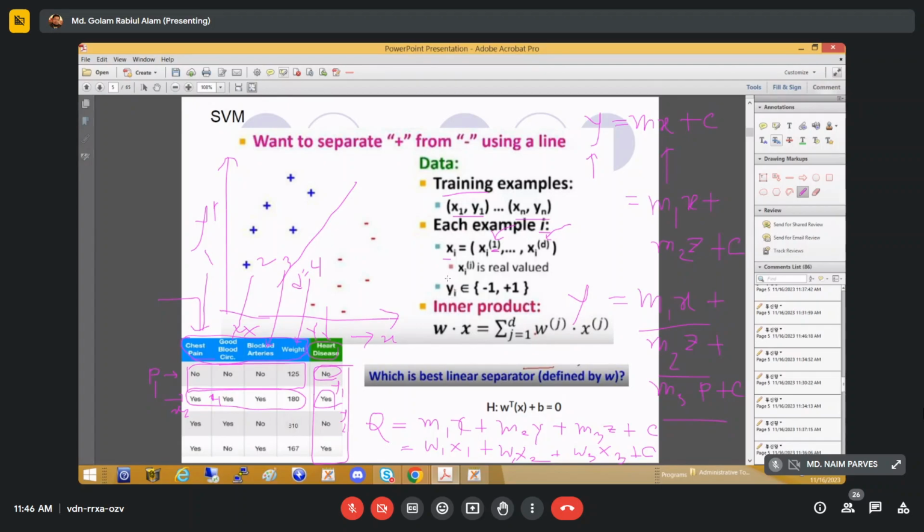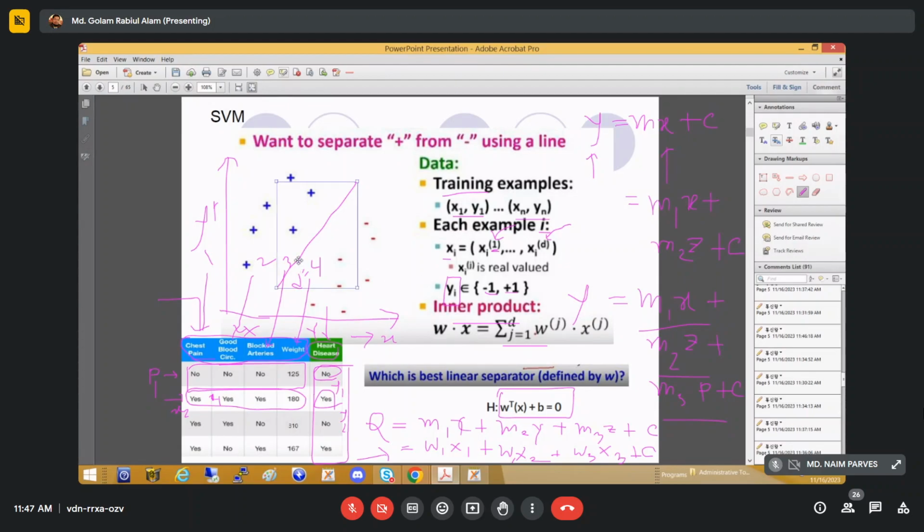And Y, in this case, is an element of -1 and +1. It means -1 means no, +1 means yes. So these are the positives and negatives we have. And the inner product we have already seen is the summation of W and Xi, and this can be represented by the hyperplane. So this is the equation of the hyperplane: W transpose X plus B equals 0.